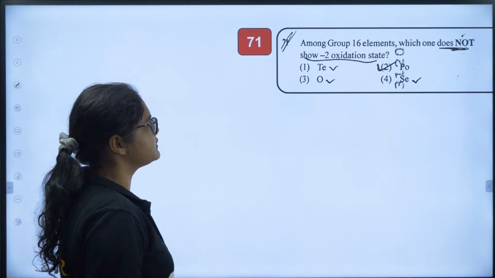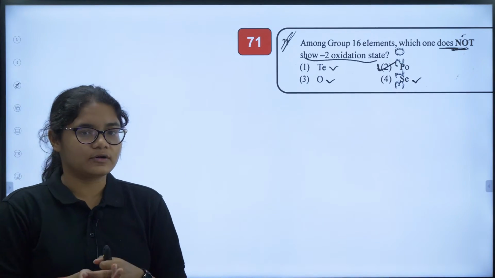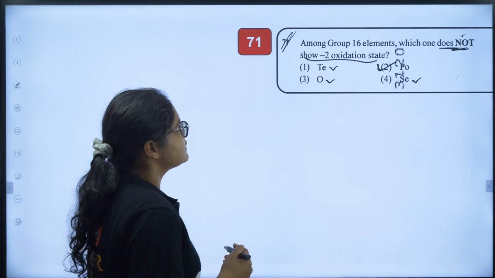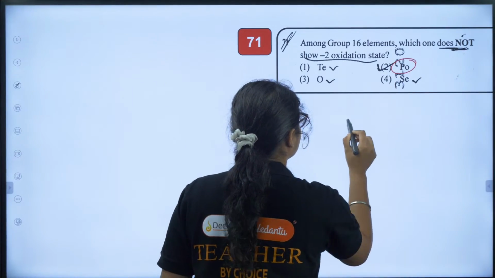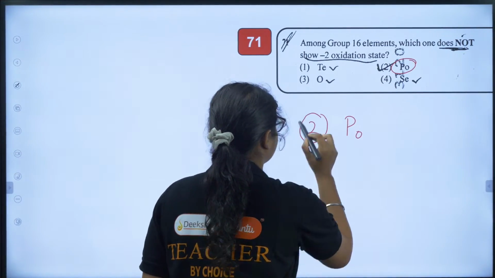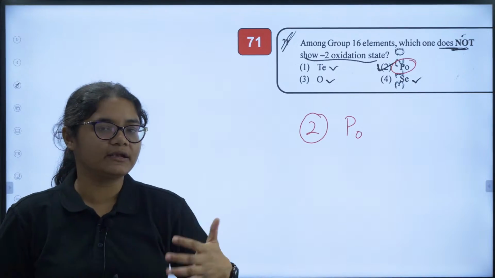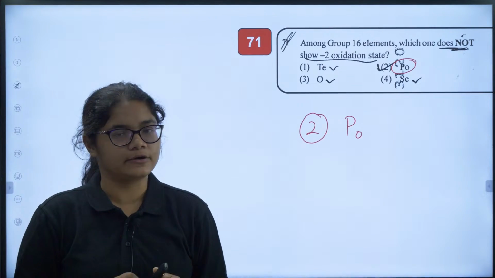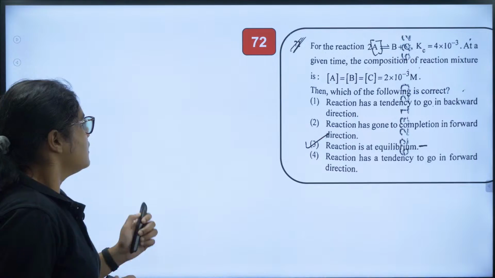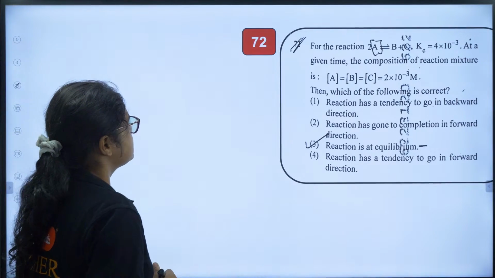Group 16 elements which do not show -2 oxidation state, right? So the answer for this question will be your polonium, option number 2. Why? Because down the group the electronegativity decreases, so the tendency to attract electrons will decrease. Okay, very simple question. Next question is from 72.